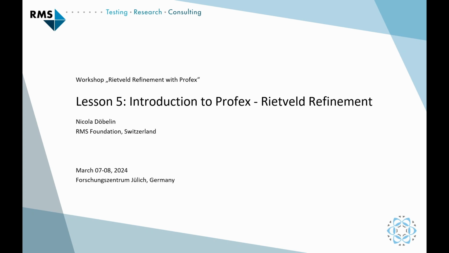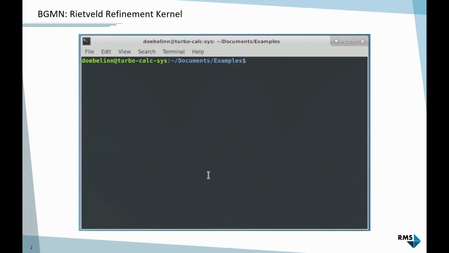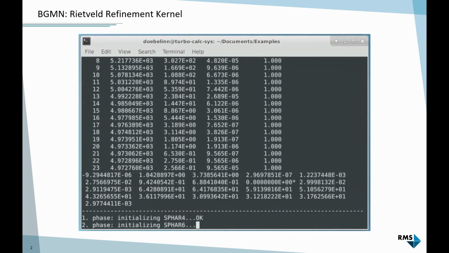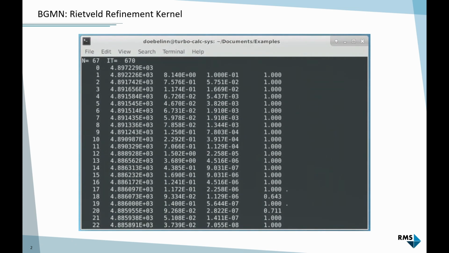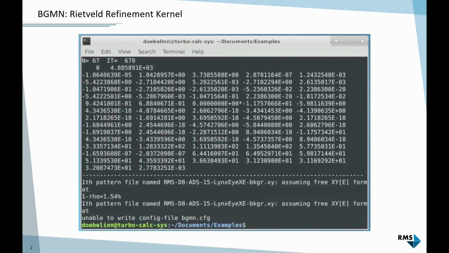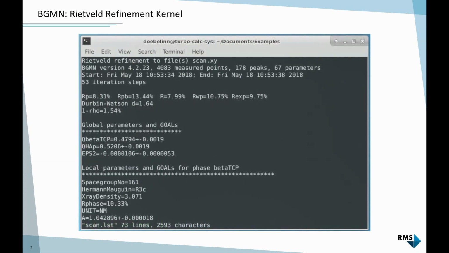And I mentioned it yesterday a few times that the actual refinement is not performed by Profex, but by a Rietveld refinement kernel, a separate program that is called BGMN. And we can use BGMN without Profex. So we would call a command on the command prompt and run the refinement. That's it. So the refinement has been performed, and we can have a look at the results.